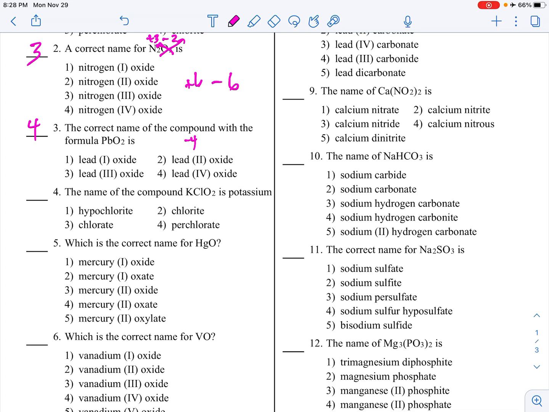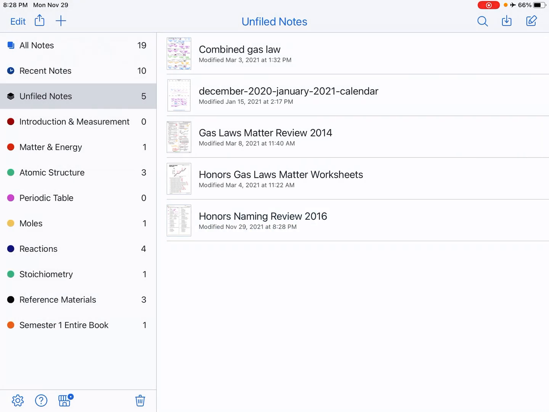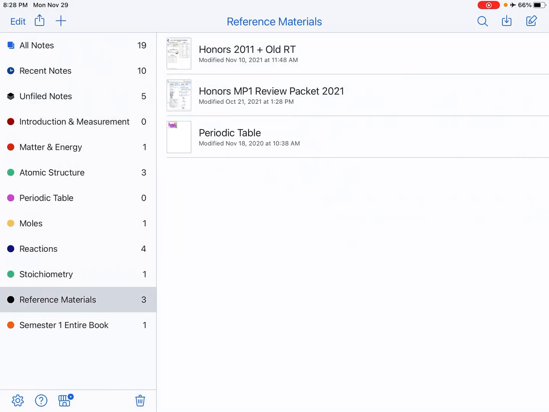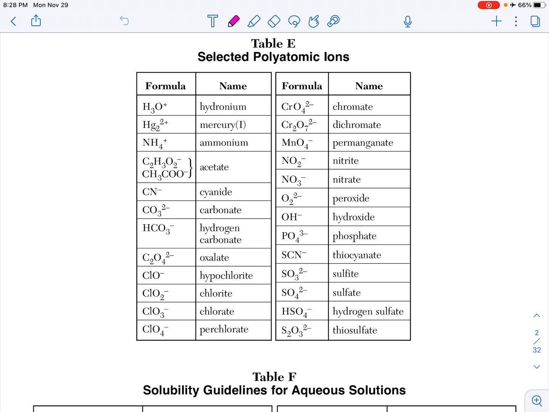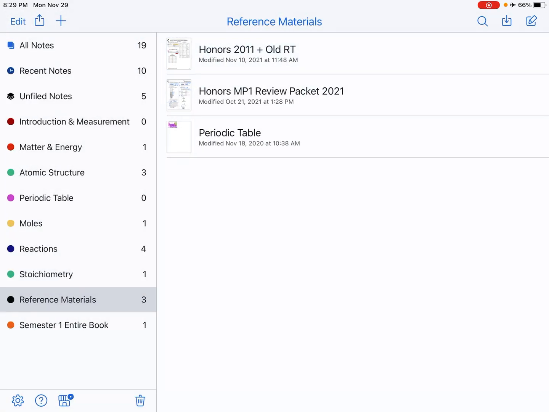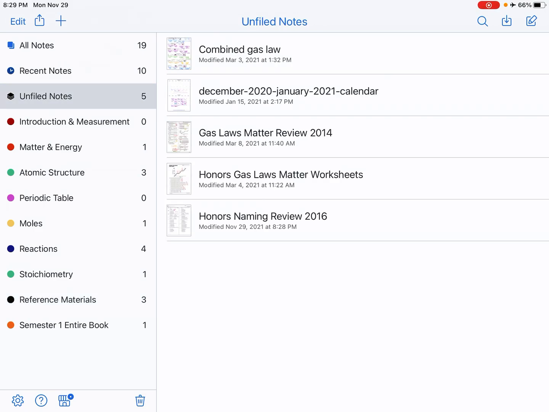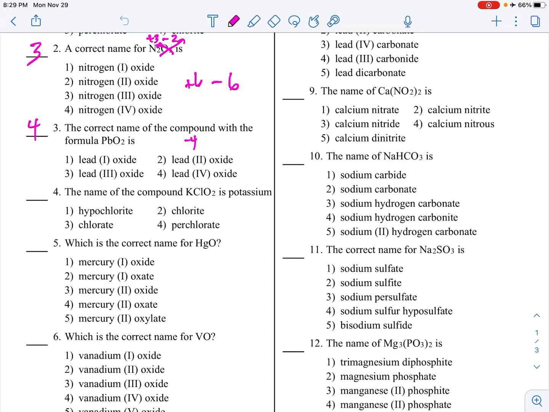The name KClO2 is potassium blank. Okay, so ClO2 is chlorite. Chlorite. So then I'm going to go back to what I was doing. All right, so chlorite. That's choice 2.